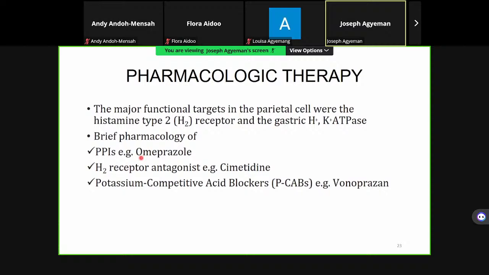We also have dextra or R, how do you call it? Is it lansoprazole? That one too is less sensitive. The R lansoprazole is also less sensitive to the 2C19 enzyme, and therefore it also has better effect as compared to the others.